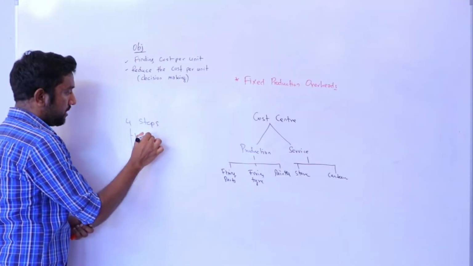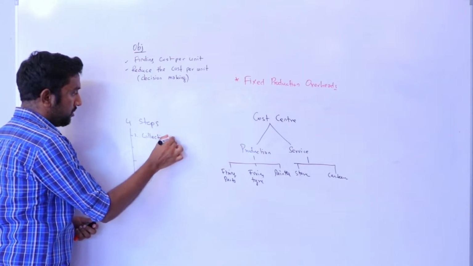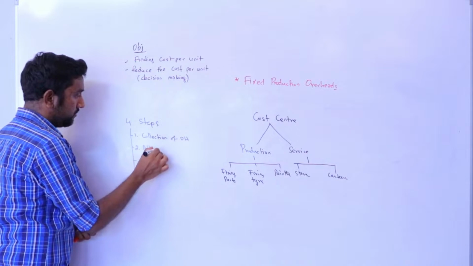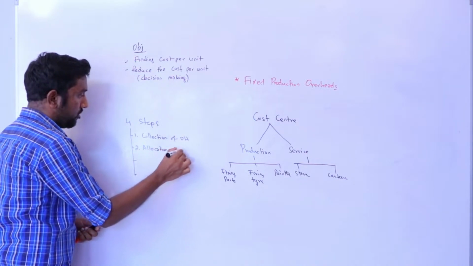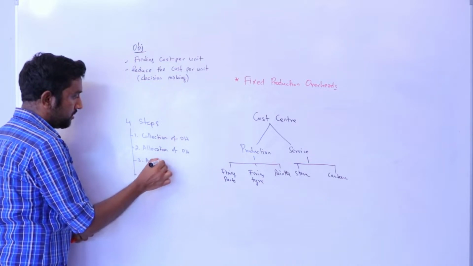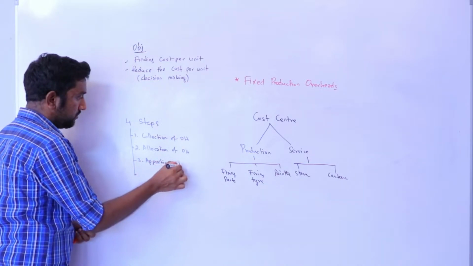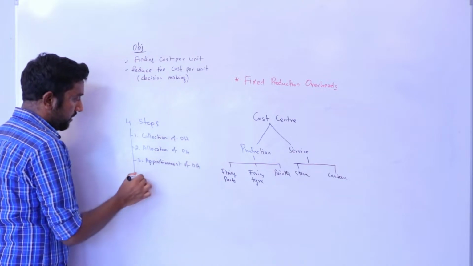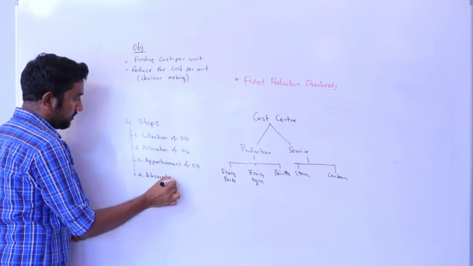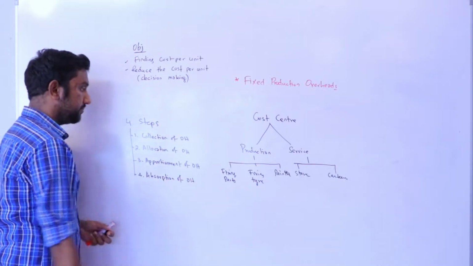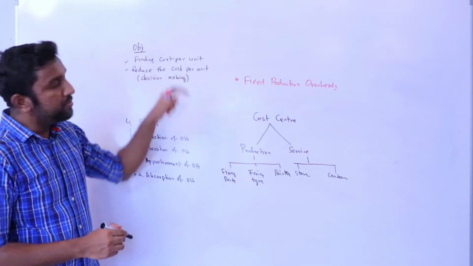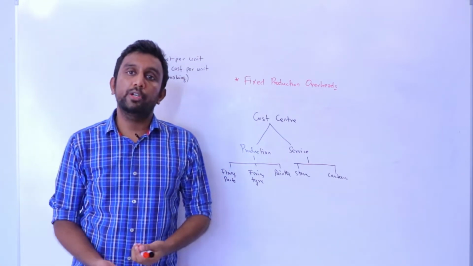First step is collection of overhead, then allocation of overhead, third one apportionment of overhead, then absorption of overhead. So these are 4 steps. Our objective is what? To find the cost per unit.